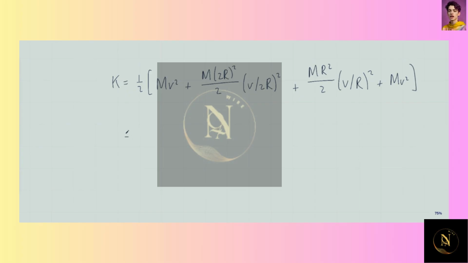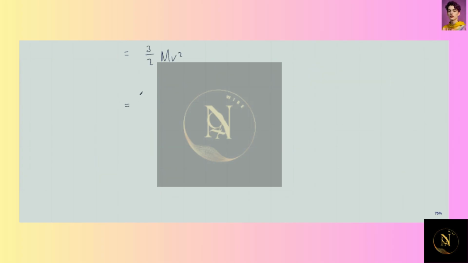And so this gives us a total kinetic energy for the system of 3 over 2 mv squared. Now, this kinetic energy must be the work done by gravity. And so if the hanging mass descends a distance y, then this kinetic energy must equal mgy, which means that v squared is equal to 2 over 3 g times y.